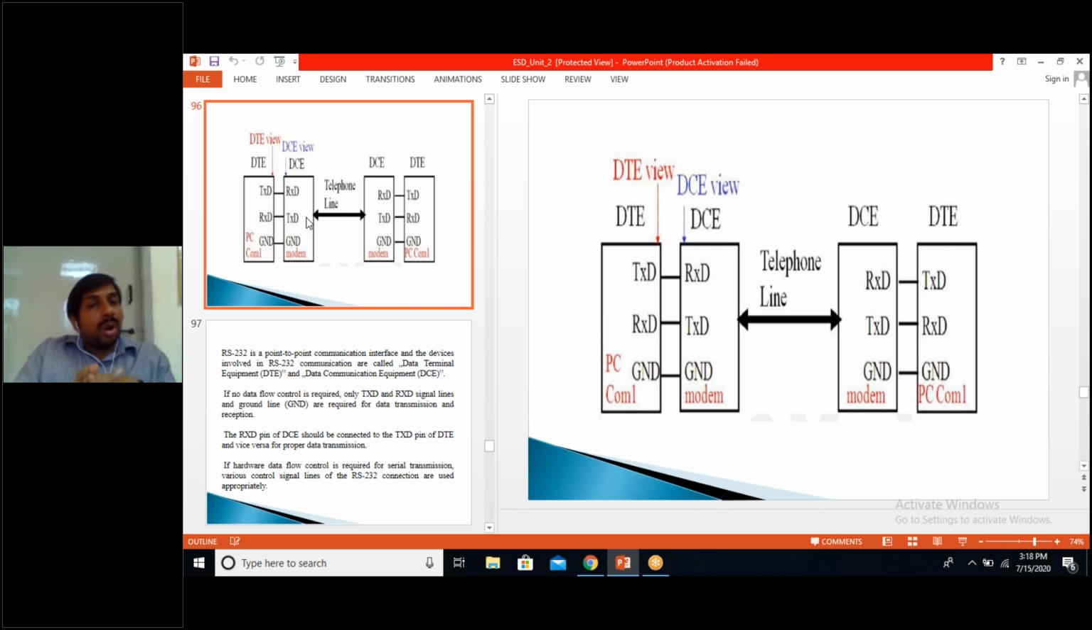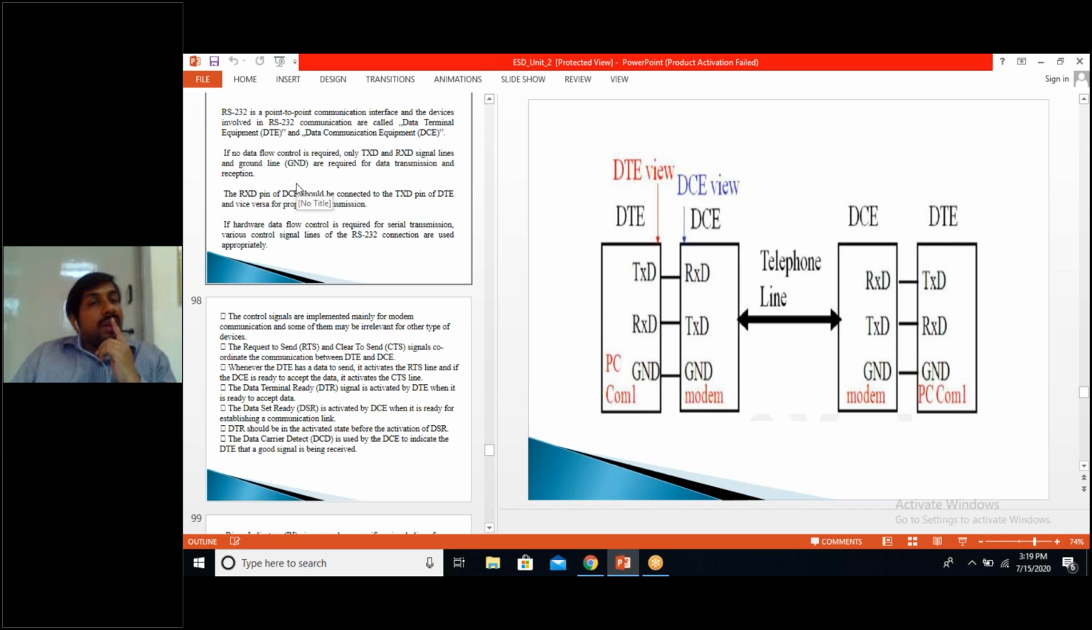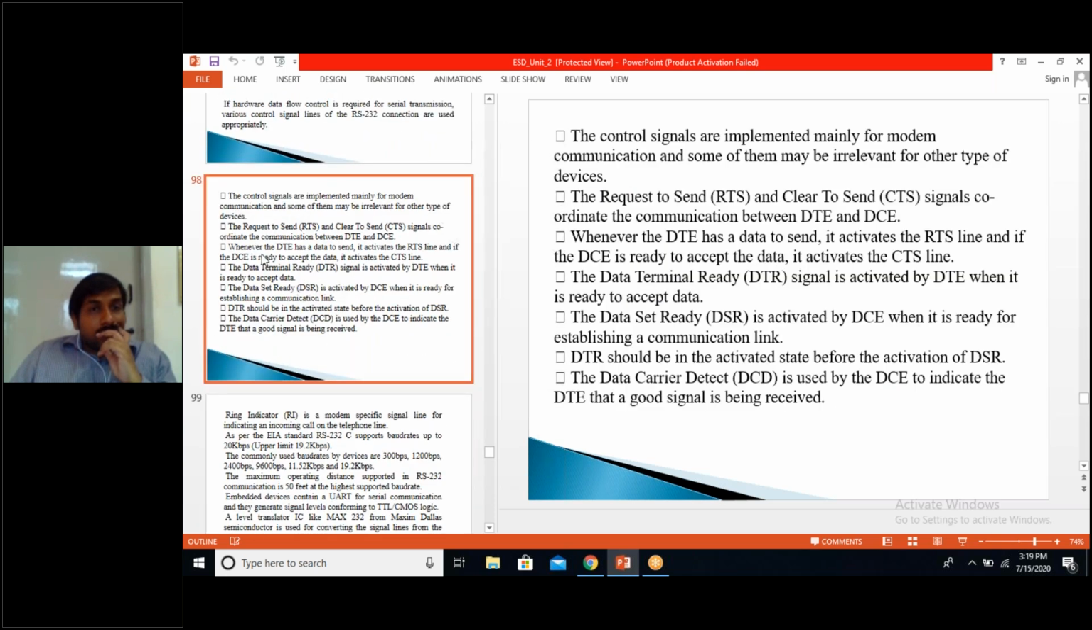Like a personal computer to a modem, where data exchange is occurring, transmit is connected to receive and receive is connected to transmit pin. If no data flow control is required, only the transmit, receive and ground signals are needed. If any data exchange is occurring other than this, we can use some other control pins. The control signals implemented for modem communication to the personal computer are RTS, request to send, and CTS, clear to send, between DTE and DCE. DTE and DCE are the two terminal names used in RS-232 communication.